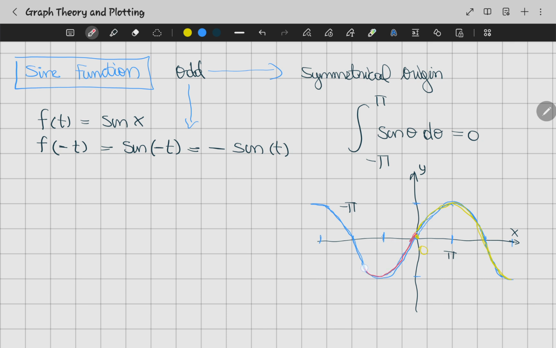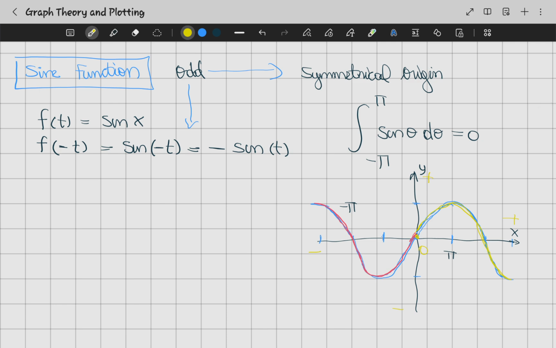Now this side here on the negative, remember this is where we have negative here and another negative, and here positive and another positive here. So what we say is symmetric is because when we make t equal to negative t, we get negative sine of t. So because of that, we say this is symmetrical at origin.